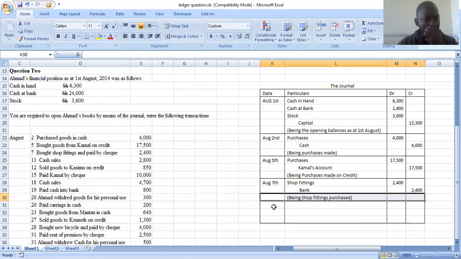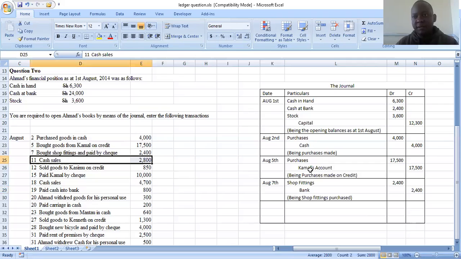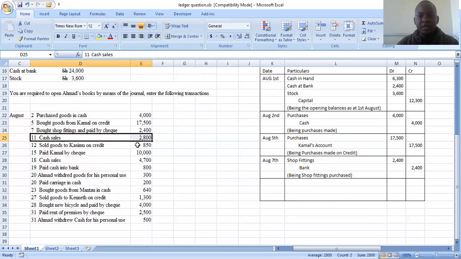Then you proceed to the other transaction, that is cash sales, that the business of Ahmad sold goods and received cash, sold goods on cash basis. So cash sales. So in this transaction, there are three questions to be answered. One, which two accounts have been affected? So the two accounts here are cash account and sales account.